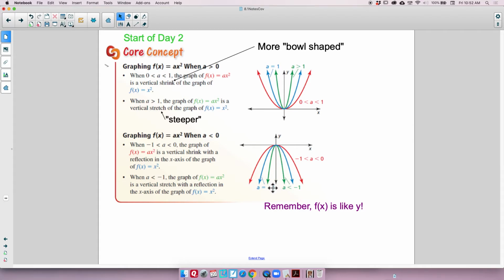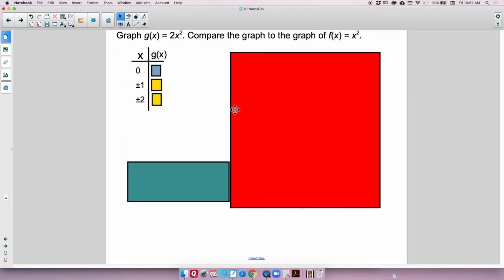Steeper. Okay. And again, remember f of x is like y. All right, so let's try some of those. We're going to graph g of x equals 2x squared, and we're going to compare it to our parent function of f of x equals x squared, or 1x squared. I've given you the numbers to plug in, so go ahead and plug those in, graph it, and then come up with the comparison.